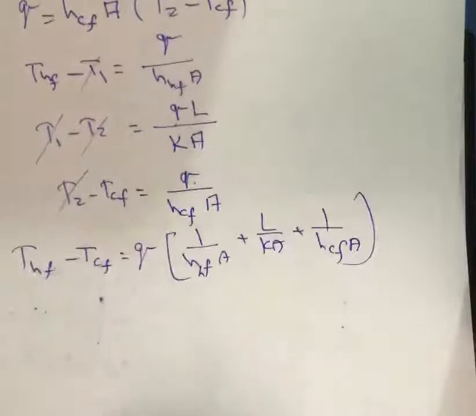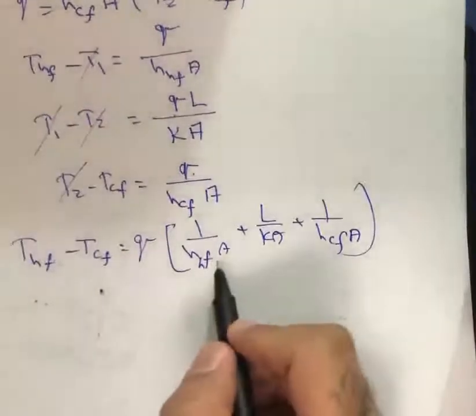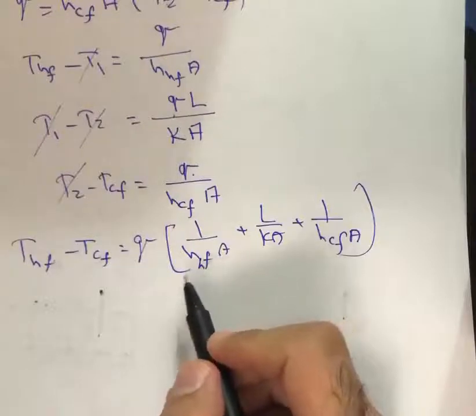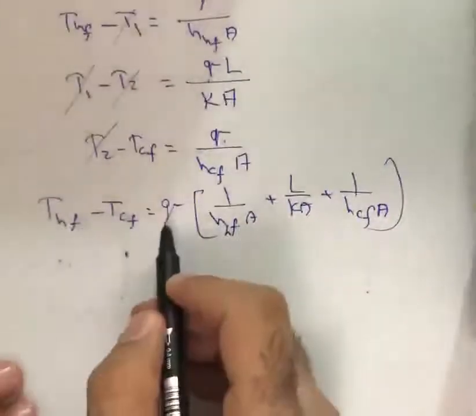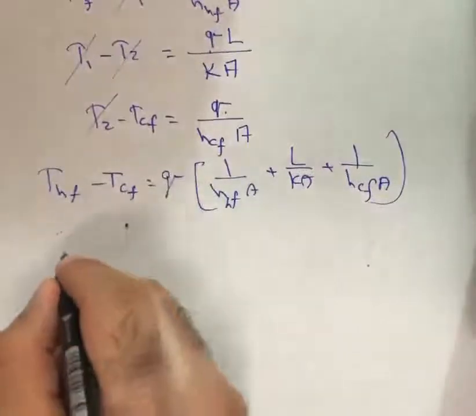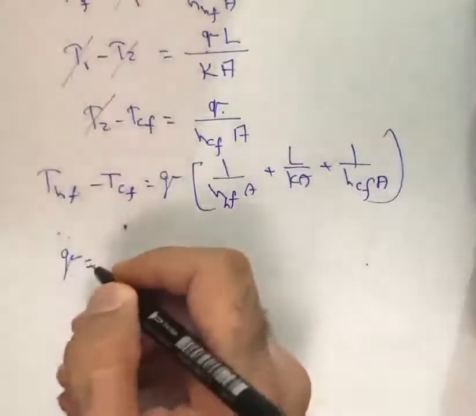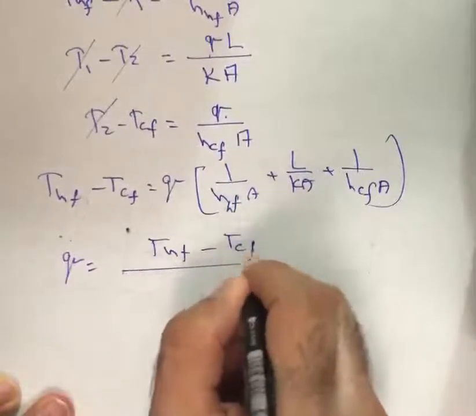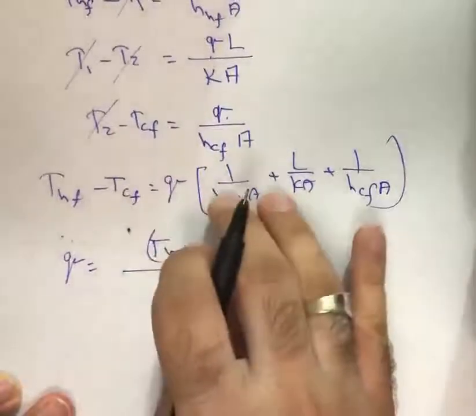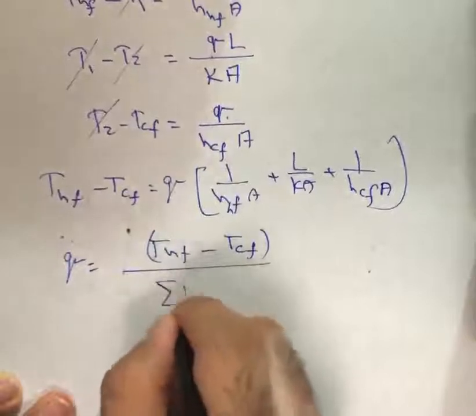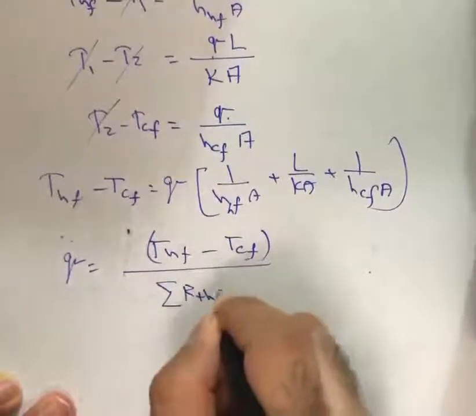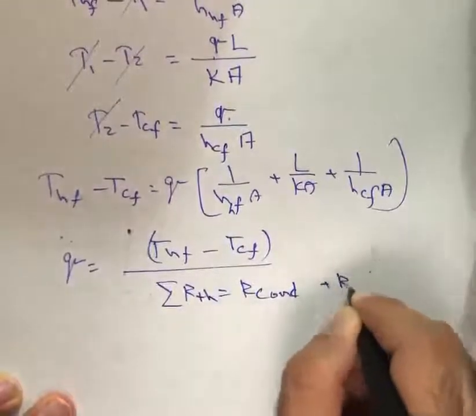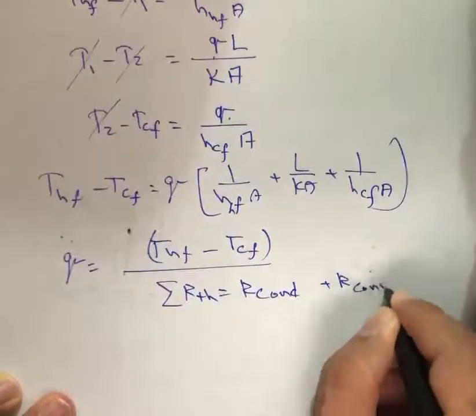Now we have the following. The area is constant, so it can be transferred to the other side if I want to find Q, because this is the first quantity that I want to find. So Q will be T of the hot fluid minus T of the cold fluid, divided by the summation of R thermal. R here means the resistance due to the conduction plus the resistance due to the convection.